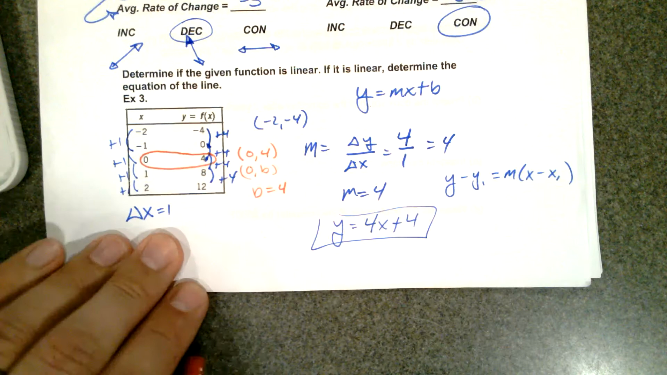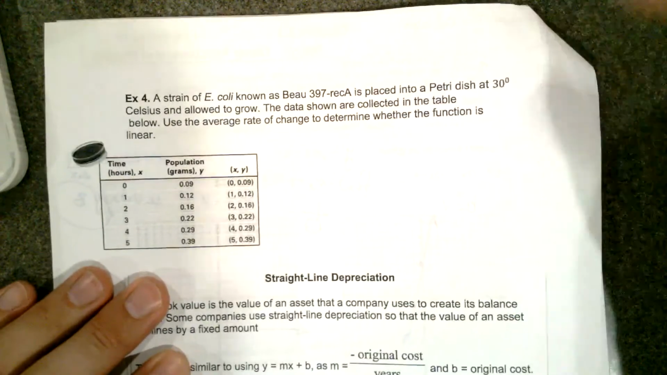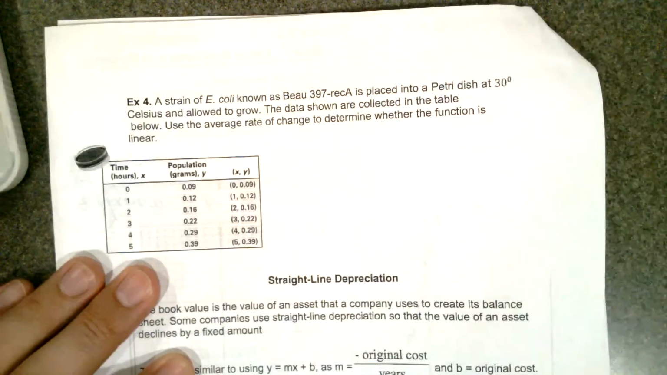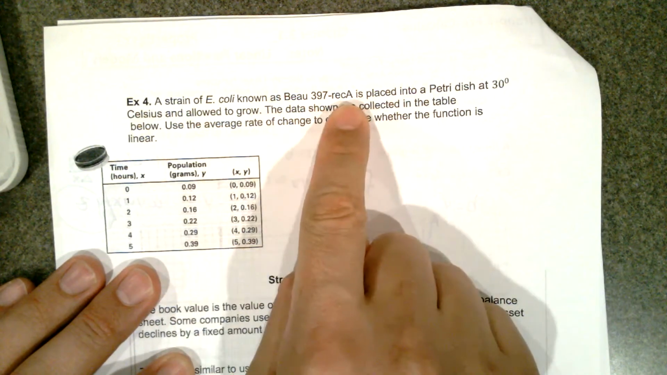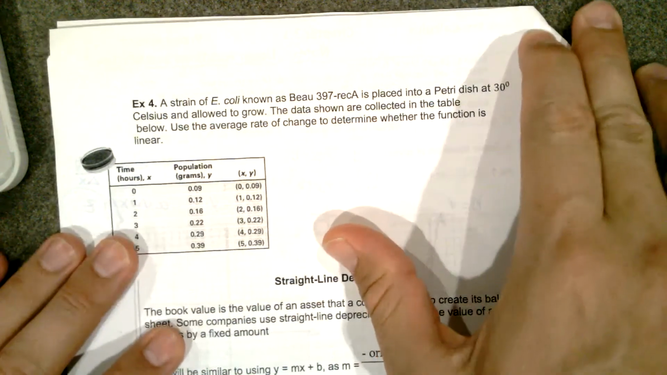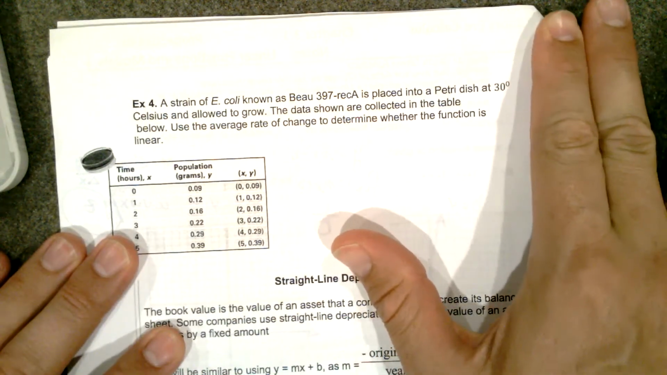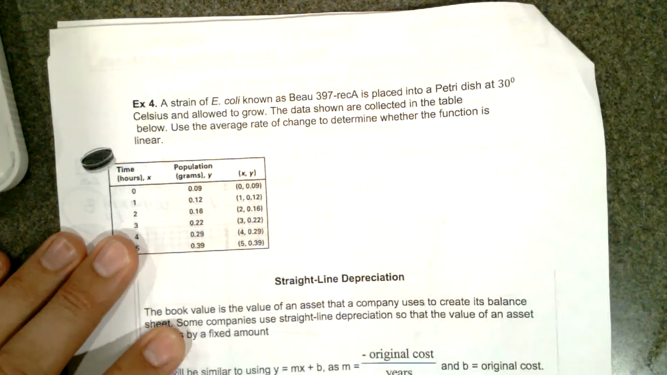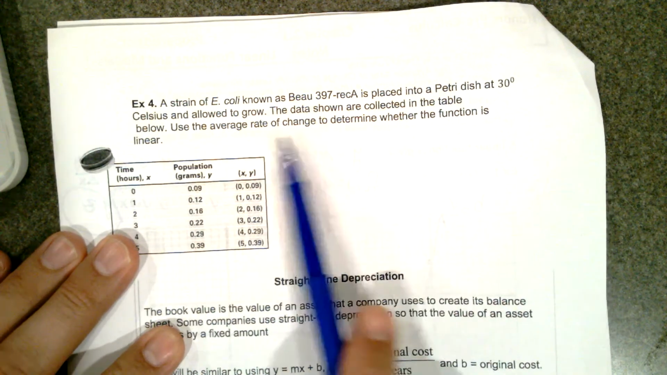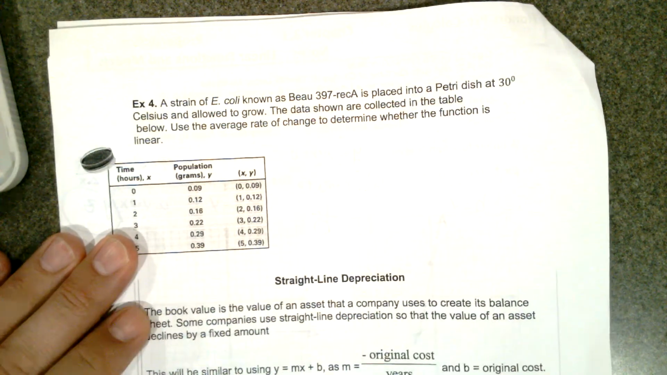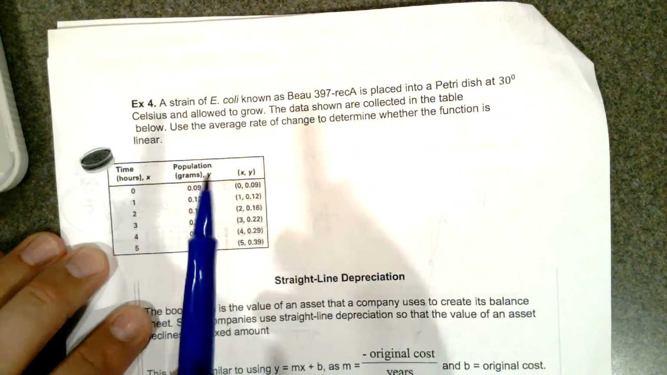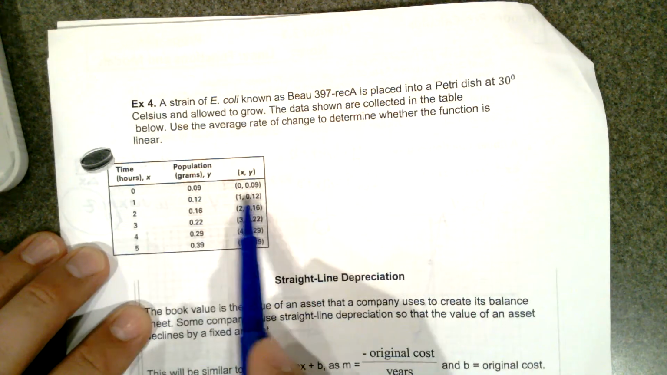Okay, let me move on to the next example, example 4, on the next page. So sometimes they'll give you word problems. It says a strain of E. coli, known as BAO 397 Rec A, is placed in a petri dish at 30 degrees Celsius and allowed to grow. The data shown are collected in the table below and use the average rate of change to determine whether the function is linear. So again, what these represent are my x's and y's.